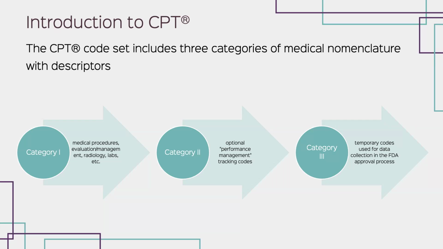Category 2, these are going to be located behind your category 1 codes. They're going to be identified by the letter F at the end of their code, and they're going to be optional performance measurement tracking codes in order to help facilitate data collection by the AMA and CMS regarding quality of care for your patient. And then your category 3 codes are going to be located behind your category 2 codes. They're going to be identified by the letter T at the end of their code. They're going to be known as your temporary codes. They're going to be used for data collection in your FDA approval processes regarding any new and emerging technologies, services, or procedures.